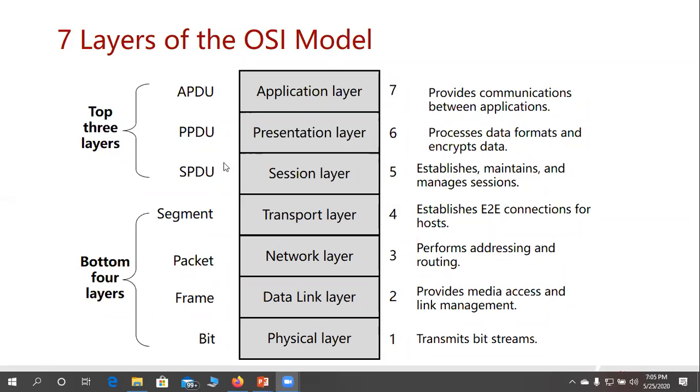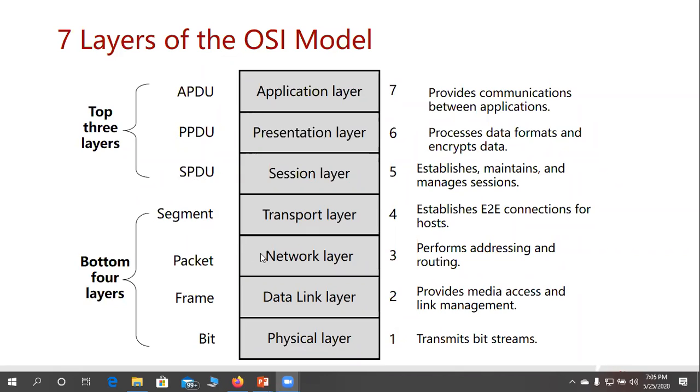Okay, so now, when this SPDU reaches the transport layer, to the SPDU we are going to add the transport layer header. Once we have added the transport layer header, it will be called a segment. This process of adding the header to the SPDU is called encapsulation.